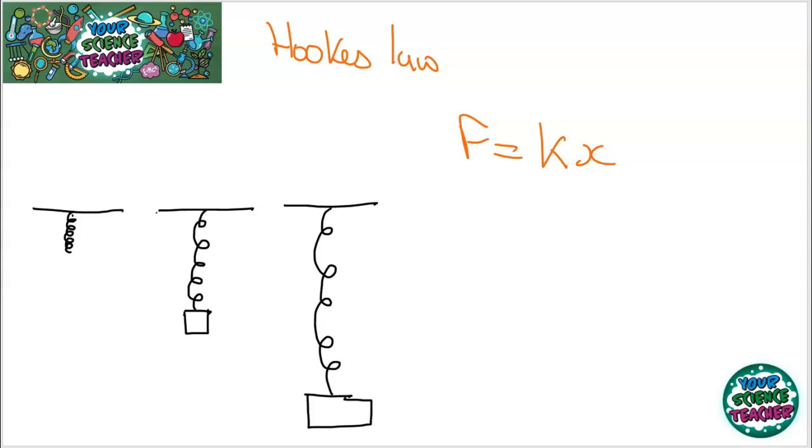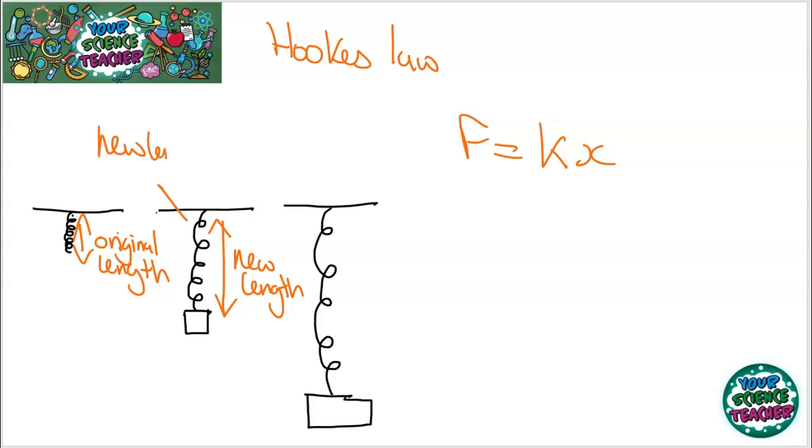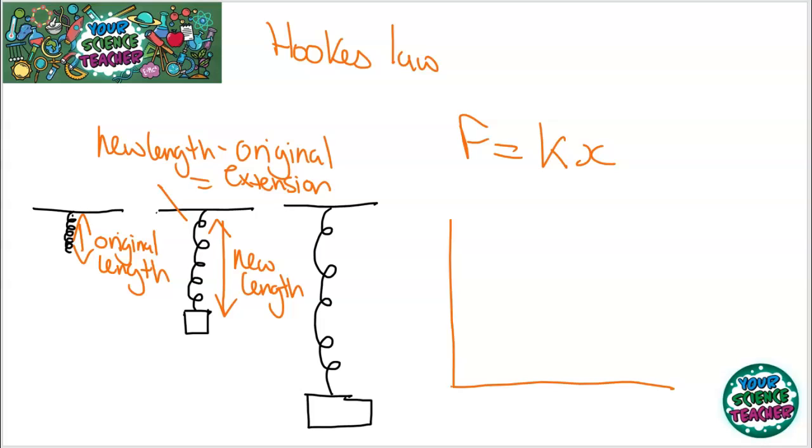So here there is no force added, so this is just the original length of my spring. And here I have a new length of my spring because of a mass. To work out the extension, what I'd need to do is the new length minus the original length. And that would give me an extension. Now, if I keep adding force and measuring my extension, what I realise is that my force increases at the same rate as my extension does, and that causes a straight line graph.